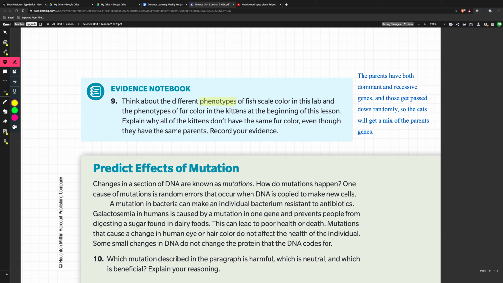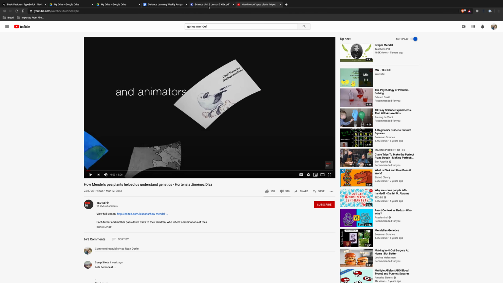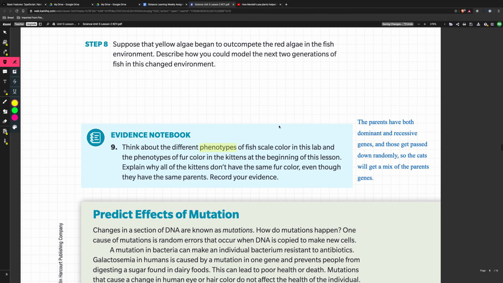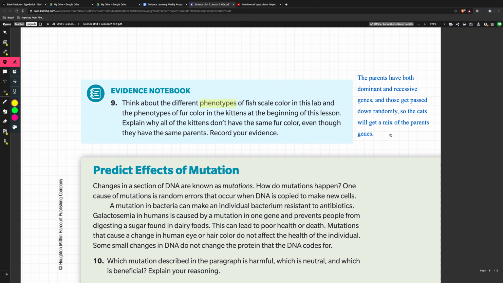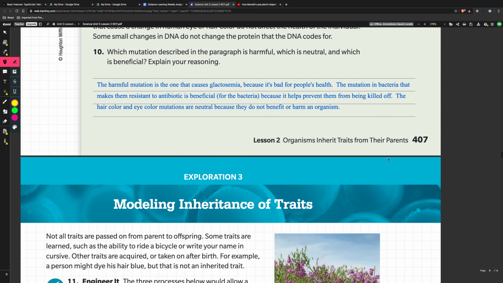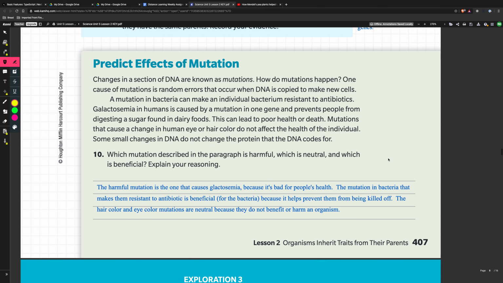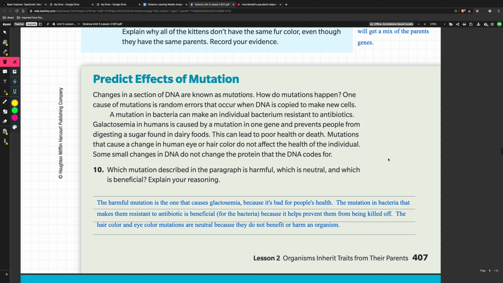So explain why all kittens don't have the same fur color, even though they have the same parents. If you watch this video or you do this lab, you will see that the alleles are not getting passed down equally, and they also get passed down randomly depending on what genes the parents have in the first place. I will show you more of that in Exploration 3, but you can watch that video and get the gist, or just do the lab.